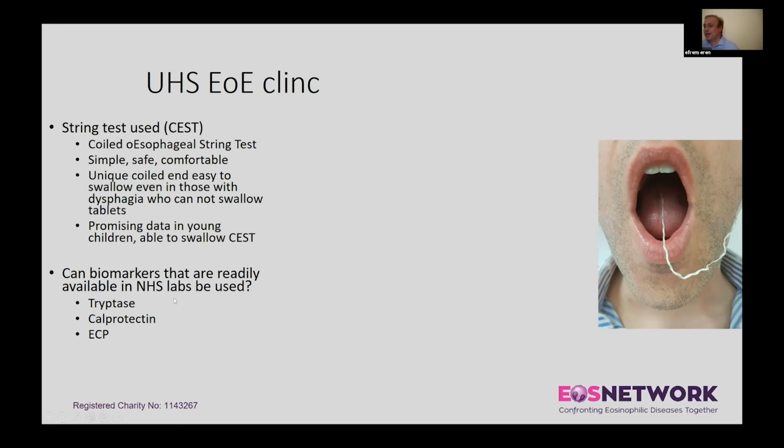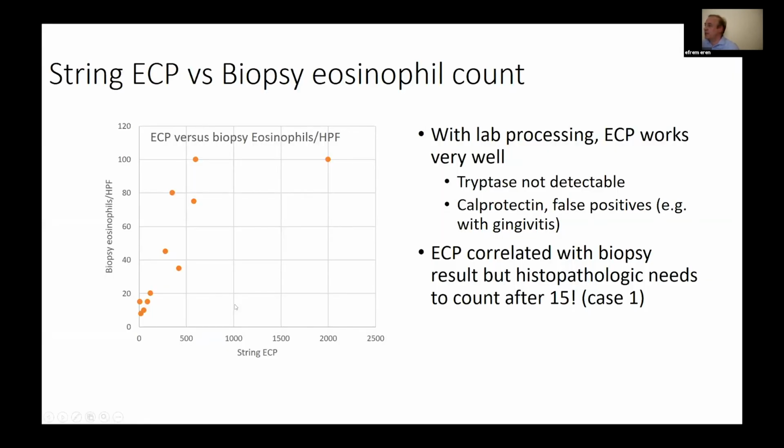Tryptase was undetectable in every patient I've tried, so we crossed that off. Calprotectin worked a bit, but if there's any little bit of gingivitis or bleeding in the gums, you get a sky-high false positive result, so we crossed that off. But the ECP, with the processing we do, works really, really well. So we've stuck with that because we can readily do it in the lab.